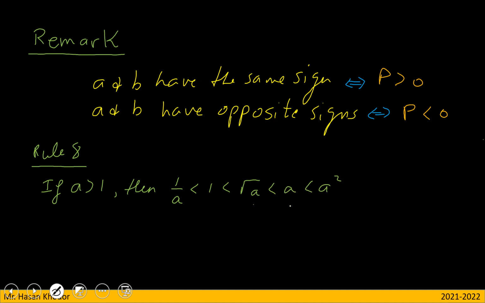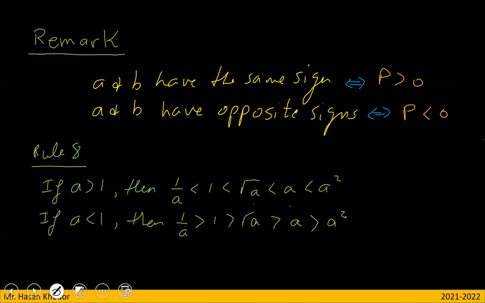1 over A is the weakest among all. But this happens when the real number is greater than 1. Otherwise, if the real number is less than 1, then the inequality becomes completely different. Then 1 over A becomes the strongest. It becomes more than 1 and more than radical A. Radical A becomes more than A, and A becomes stronger than A square.